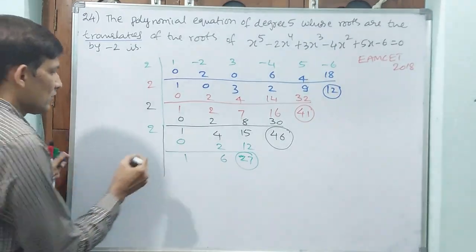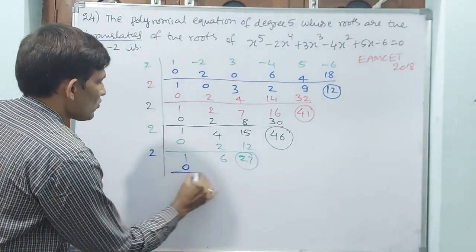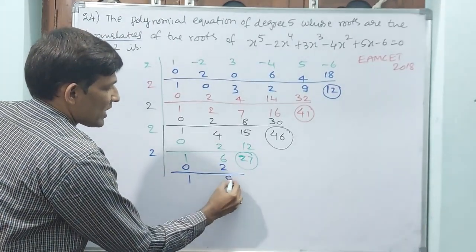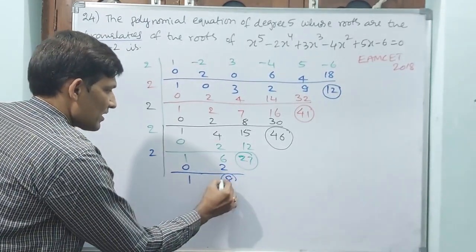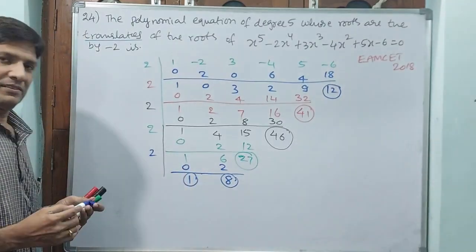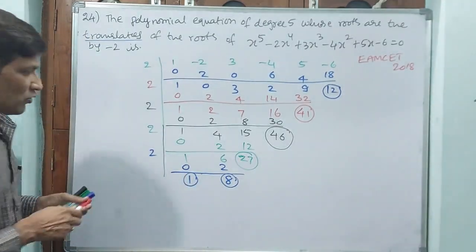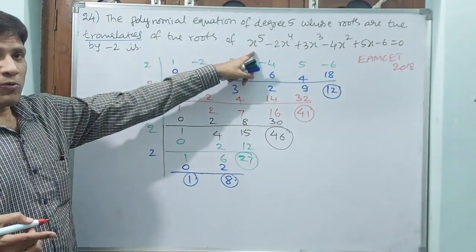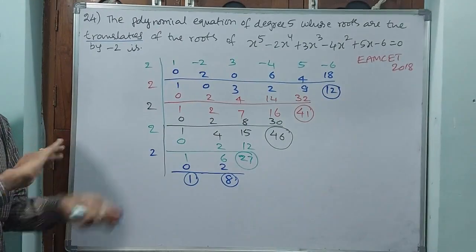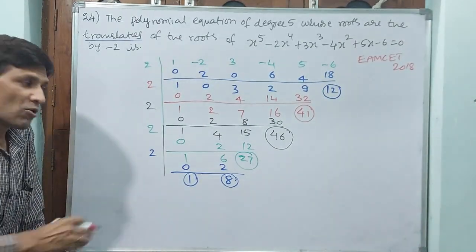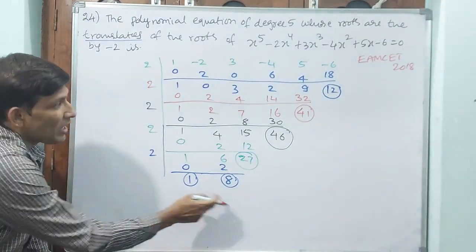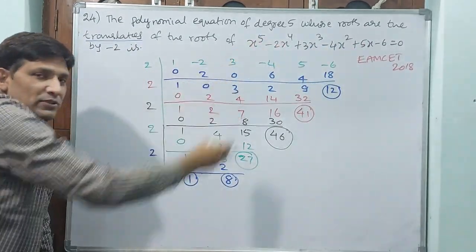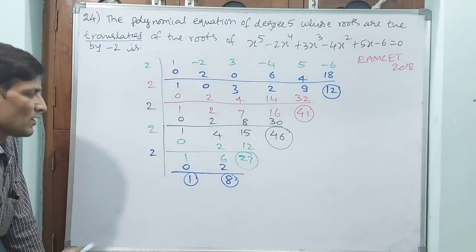Again go for 2. 2, 0, 0, 1. 2 ones are 2, 6 plus 2, 8. Round it. That's all. Now you go in reverse form. x to the power of 5 has to come again. A translated equation means the power is not going to change, only the coefficients may change. If you observe carefully, even though minus signs came here, now it is all plus only.